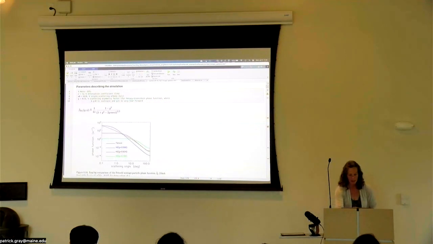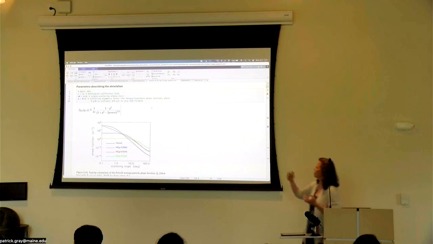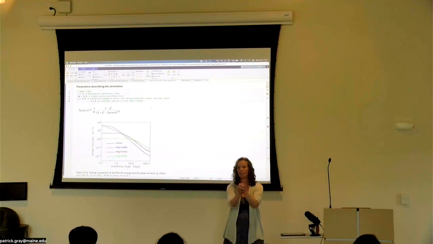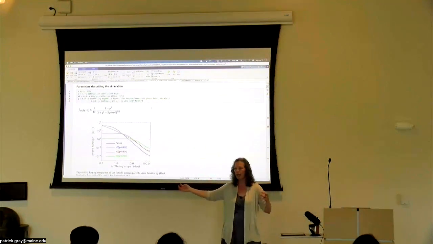So the green, red, and blue lines here are different parameterizations of a Henyey-Greenstein function. And there's this parameter G. If you increase that from 0 to 1, you go from an isotropic VSF to one that's very highly peaked in the forward direction. So that's basically how it works.